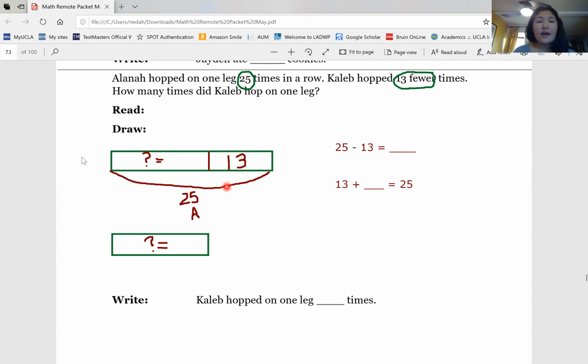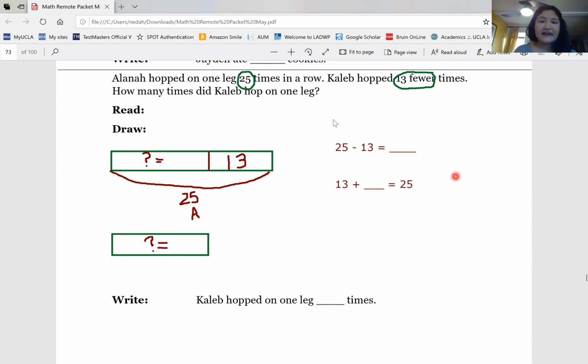So I know that one part of Alana's is 13, but I don't know the other part. And once I find the other part, that will tell me how many times Caleb has hopped on one leg. To do that, I set up two number sentences: the whole of Alana's, the total of Alana's, minus the part, which is 13, equals blank. Or you can have the part plus another part that we don't know equals the total.